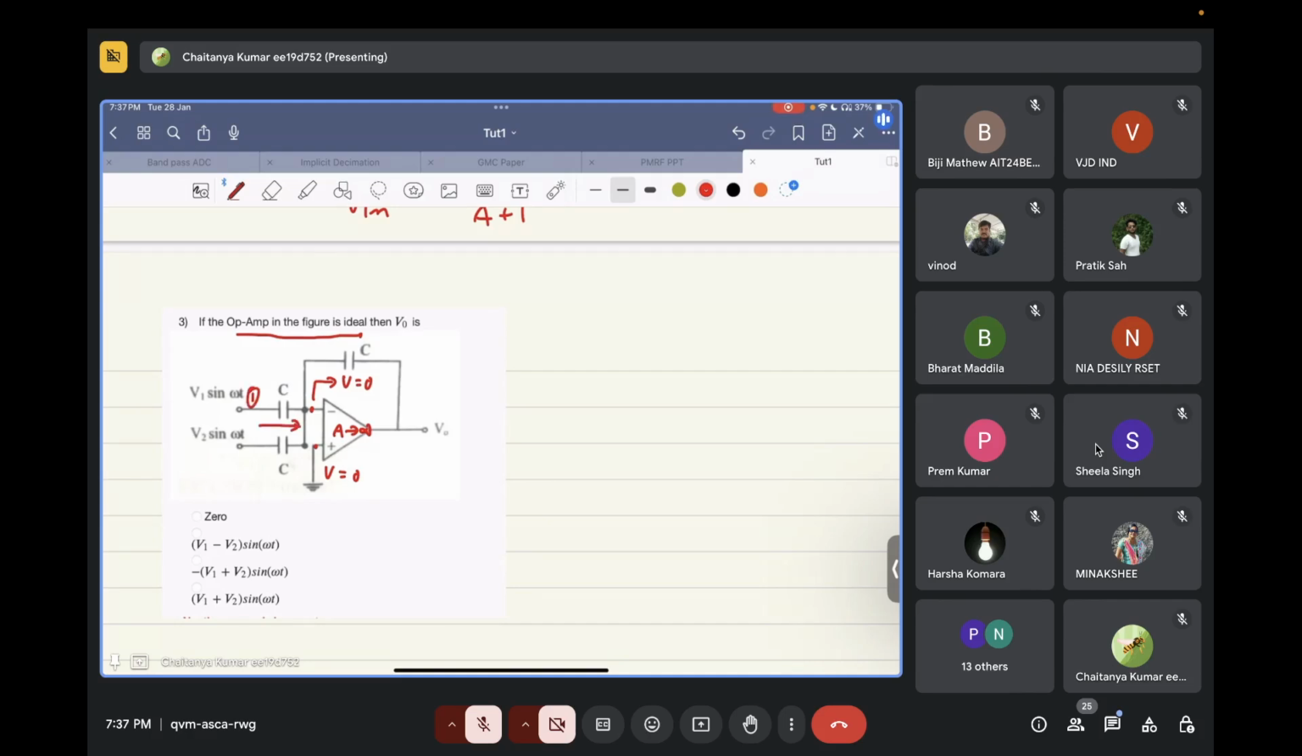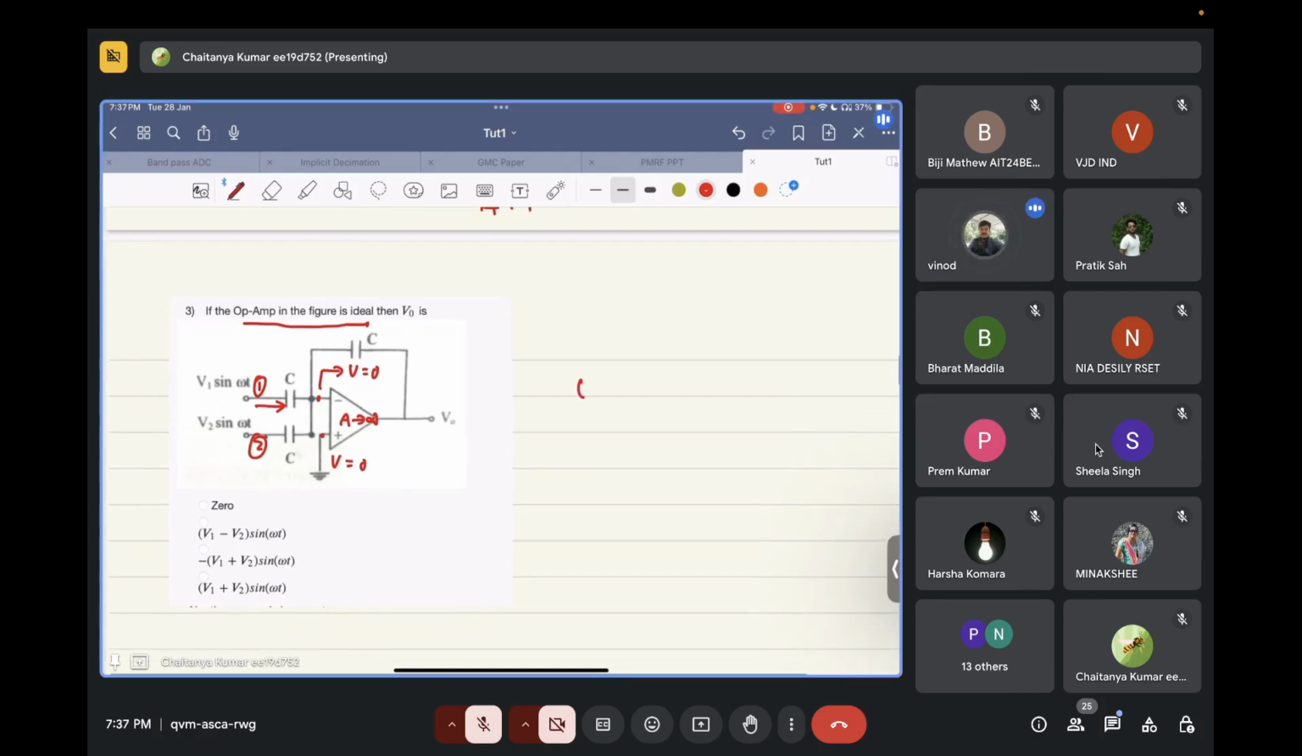So let's call this branch 1 and this branch 2. What will be the current flowing in branch 1? What is the impedance of a capacitance? 1 by SC. So what will be I1, the current flowing in branch 1? V1 sin omega t divided by 1 by SC.